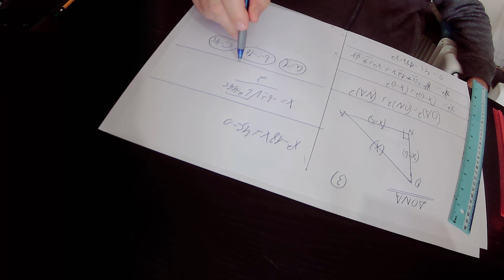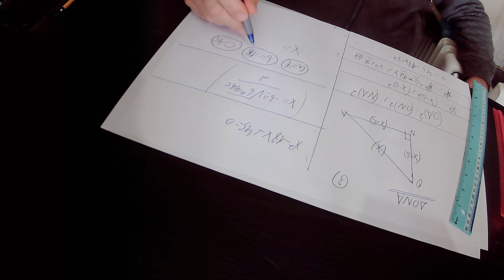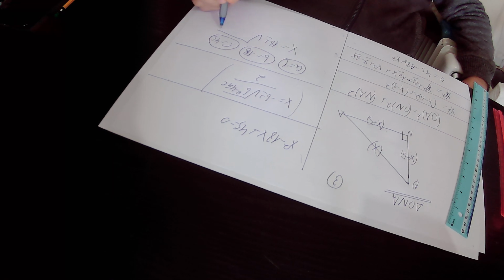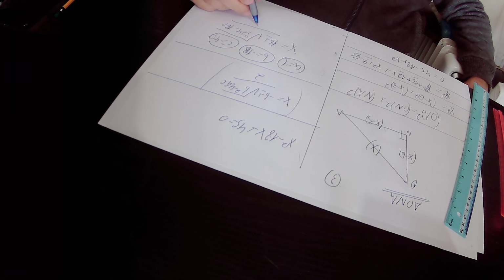So according to this general formula, x will be equal to minus b. b is minus 18, so minus b is plus 18, plus or minus the square root of b squared. b is minus 18, and minus 18 squared is 324, minus 4 times a, that is 1, is minus 4, and minus 4 times 45 is minus 180, divided by 2a. a is 1, so 2 times 1 is 2.